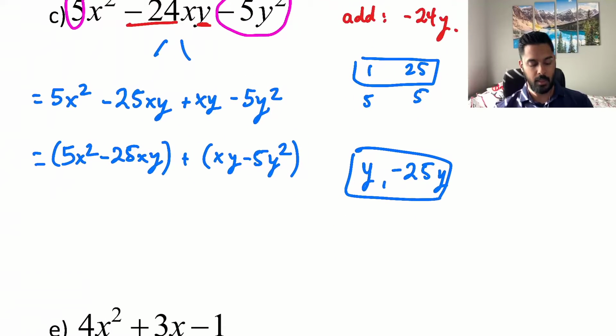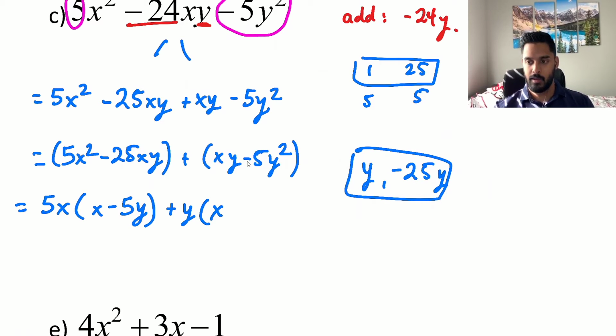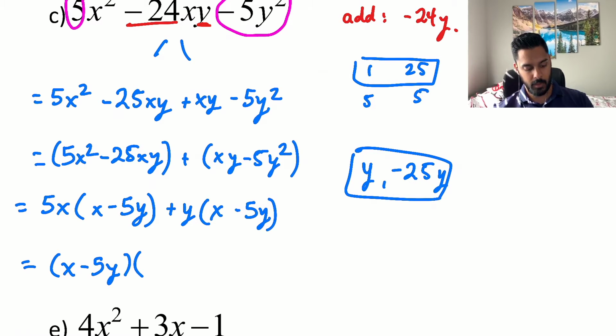So there we go. Now I can look for a common factor in each group, so we'll take out a 5x from the first set of brackets. We'll be left with an x minus 5y, that's what it looks like. From the next set, we'll take out a y as well. So inside you're going to do xy divided by y, that's just x. Minus 5y squared divided by y is again a minus 5y. Our brackets are the same, which is exactly what we need. So this equals x minus 5y multiplied with 5x plus y.